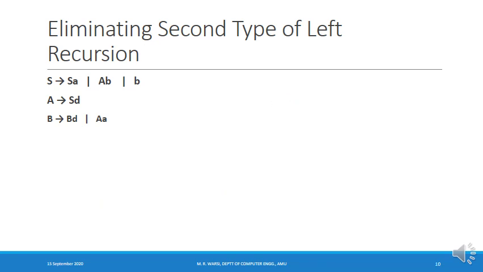Let us now process the productions of the variables in the order. First of all, we'll process the productions of the variable capital S. Followed by this, I'll process the productions of the variable capital A, and then we'll process the productions of the variable capital B.